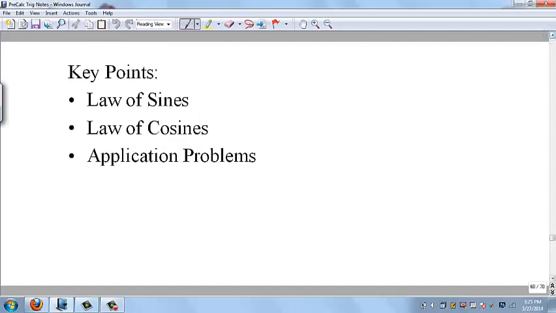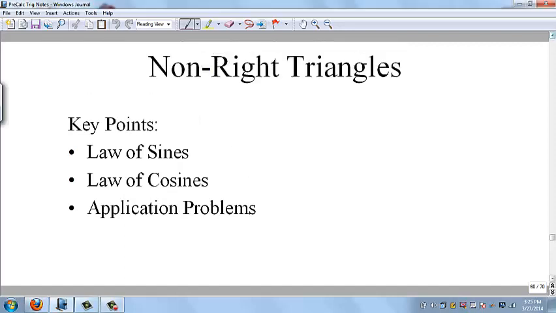Welcome to the video on trig laws, and we're going to be talking about the laws with non-right triangles. The key points we're going to cover: the law of sines, the law of cosines, and then some application problems. But before we start that, I want to do a little background before we talk about the actual laws.